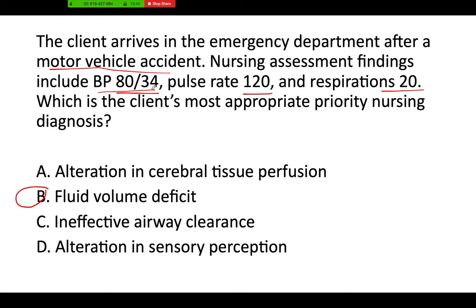And so the most priority thing, while we are concerned about cerebral tissue perfusion, this is very important. However, this is not the most immediate priority. The most immediate priority is saving this person's life. Yes, we want to make sure the brain is being perfused, but the goal in restoring a euvolemic state with a normal blood pressure is to make sure all of our organs receive sufficient tissue perfusion, okay? And so, fluid volume deficit really gets at what the problem is.